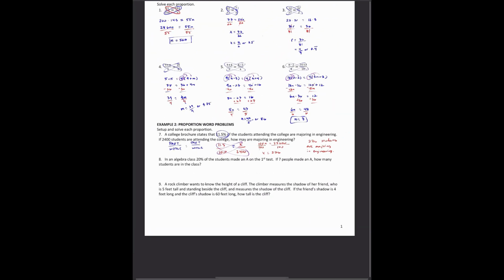All right, so number 8, in an algebra class, 20% of the students made an A on the first test. If 7 people made an A, how many students are in the class? So we're going to apply the same rule like we did with number 7, that part over whole is equal to part over whole. But in this case, we want to look at the number of students that made A's on this test over the total population. So A's over total equals A's over total.